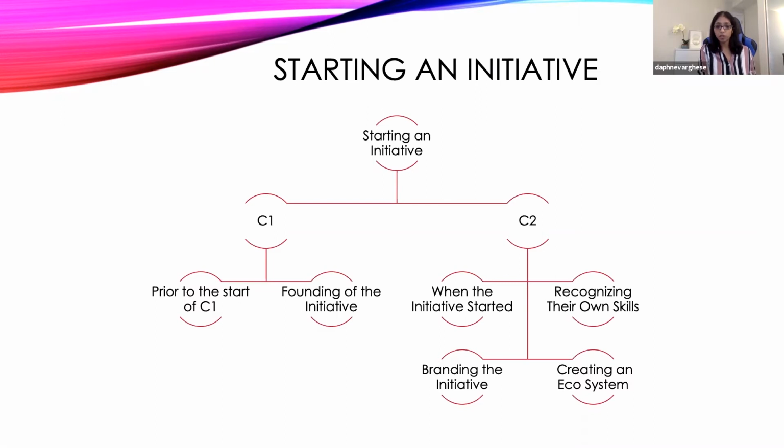Whereas for C2, there was a bit more discussion in terms of when the initiative started, recognizing the skills of the actors in the SI initiative, branding the initiative, as well as the vision to create an SI ecosystem.